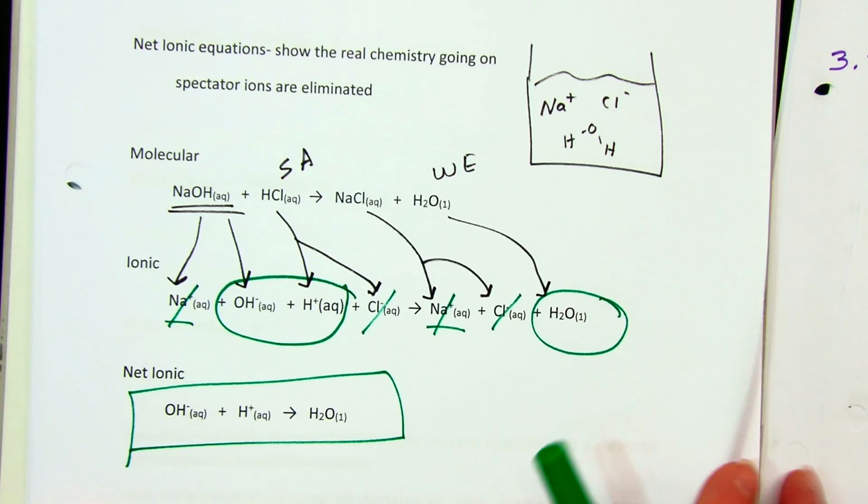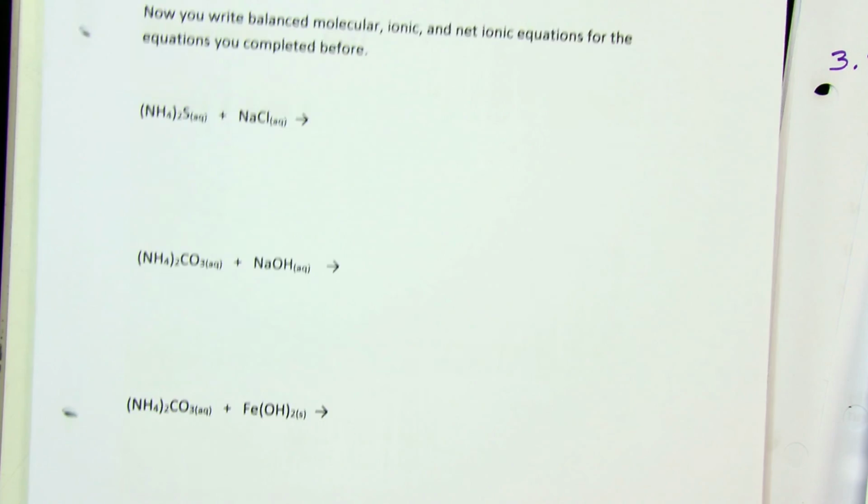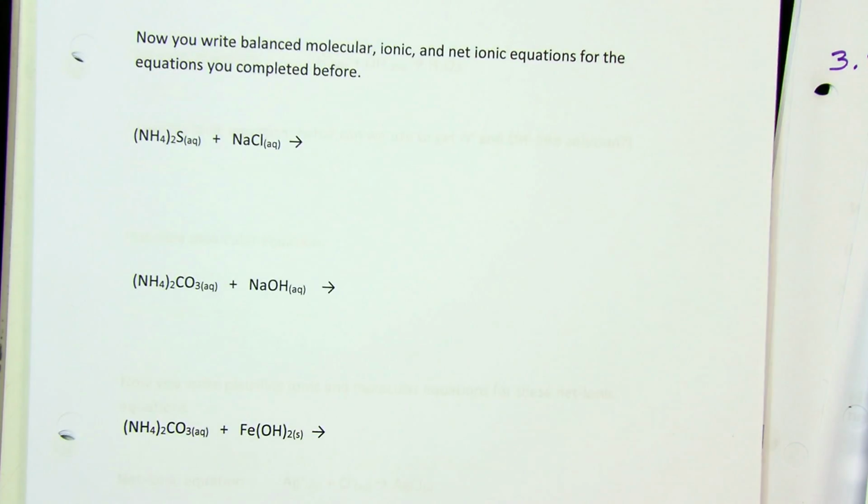So now what I want you to do is do these same equations we worked on before, but now you're going to write balanced molecular, ionic, and net ionic equations. These are the same 4 equations from the previous page. And we're going to have some groups do each of these on a board.